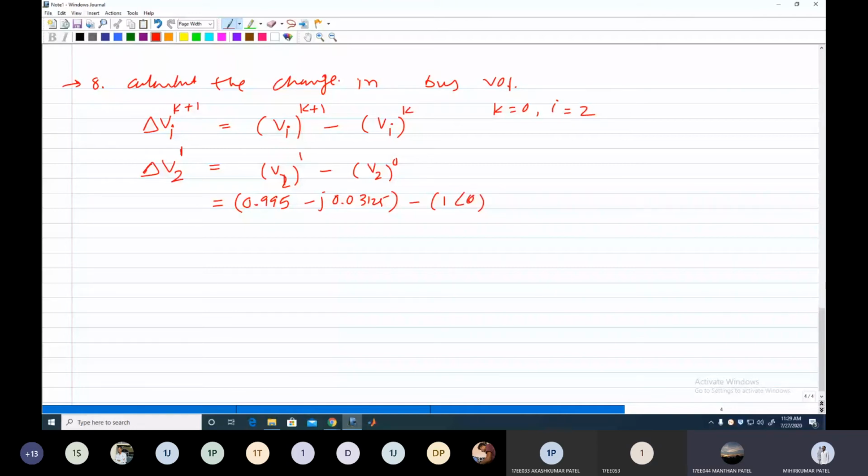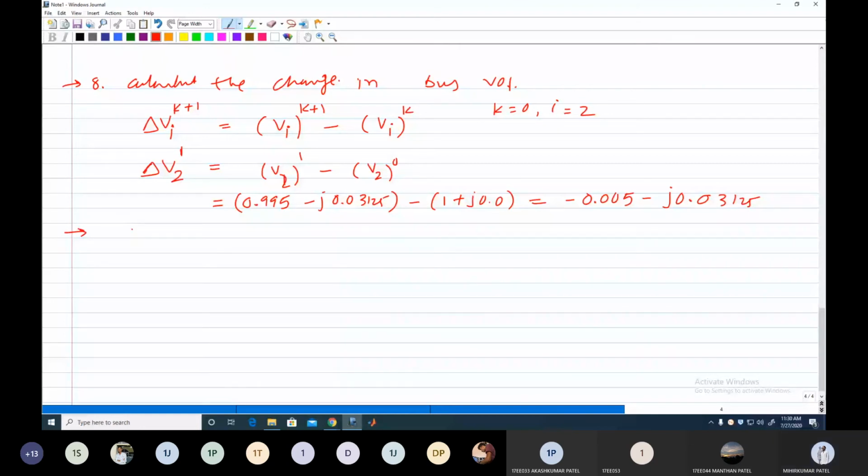You can write it here is 1 plus j0.0. Clear? So the final answer of change in voltage is minus 0.05 minus j0.03125. This is your change in voltage. Now, what is our step number 9?